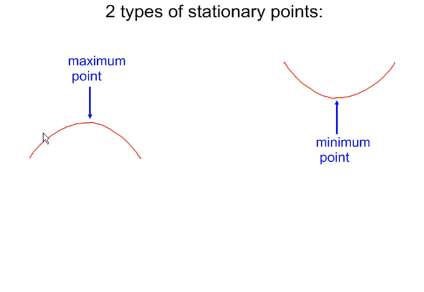So on a curve you can have a maximum point, and right at the top here the gradient is 0, so that's a stationary point. Or you can have a minimum point like this. The gradient right at the bottom here is also 0, so it's a stationary point.